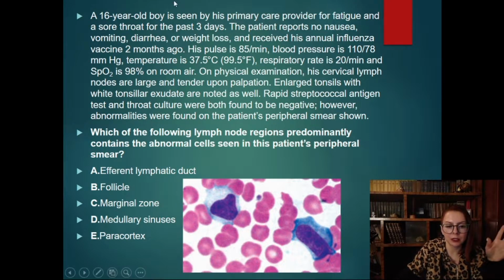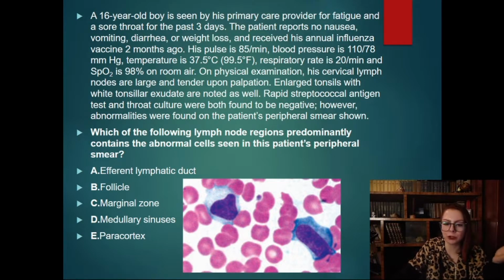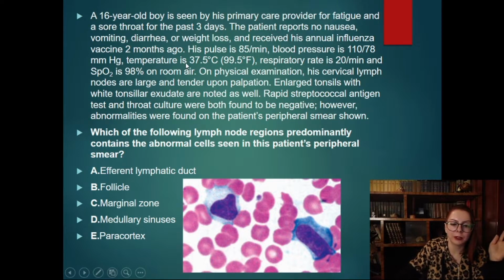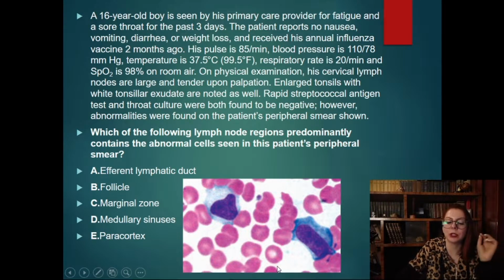So in this task, a 60-year-old boy is given, and he complains of fatigue and sore throat for the past 3 days. At the same time, he doesn't have signs of acute respiratory infection. His temperature is a little bit elevated, but on physical examination, his cervical lymph nodes are large, and he also has enlarged tonsils, but the streptococcal antigen test is negative. But in the peripheral blood smear, that's what is found, and that's what we have to concentrate our attention on.